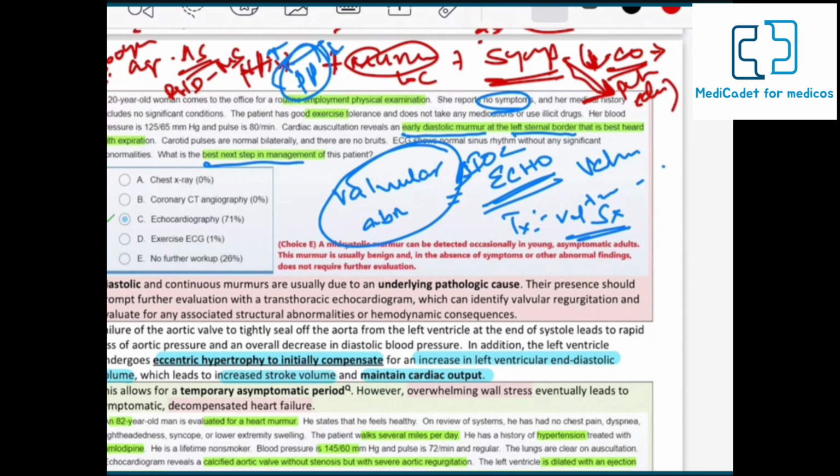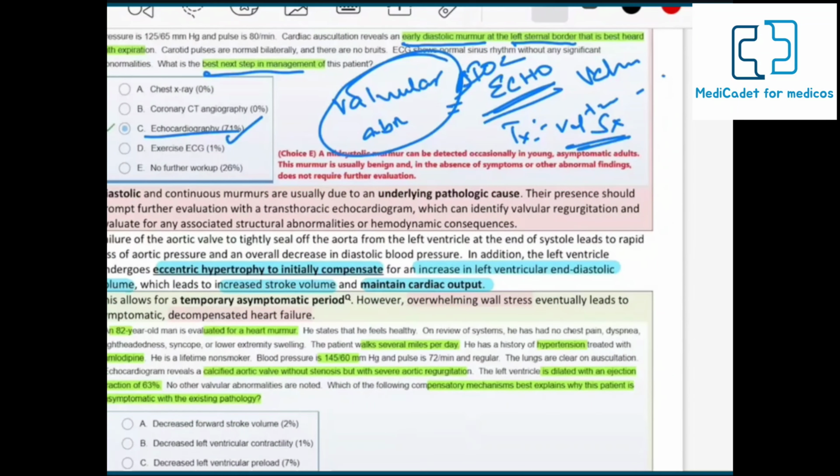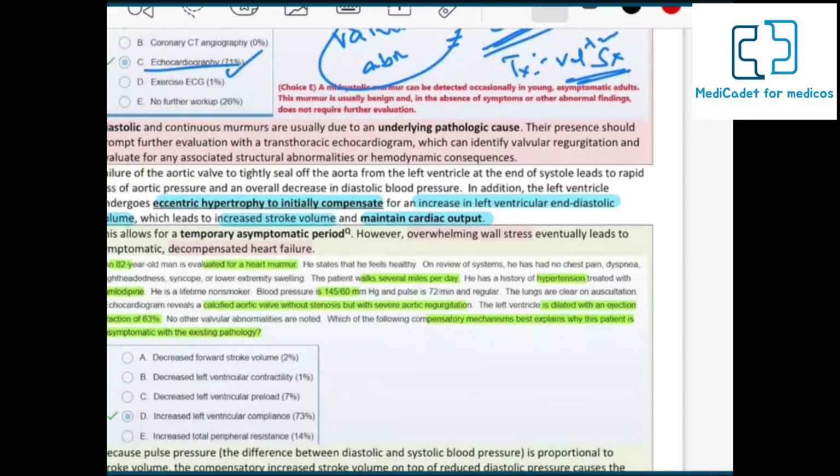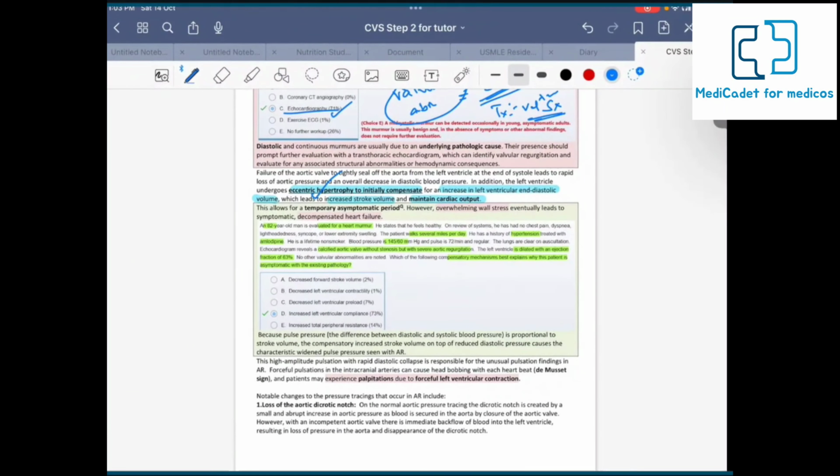There's not much medical management in this case. Usually it's valve surgery, and usually the investigation of choice is echo. There's no doubt in it. If there's a murmur, it is mostly a valvular defect, so you have to do an echo. There's nothing big here. Like I told you, it's an eccentric hypertrophy, and the eccentric hypertrophy will cause, I think these are all the same, an increase in the stroke volume.